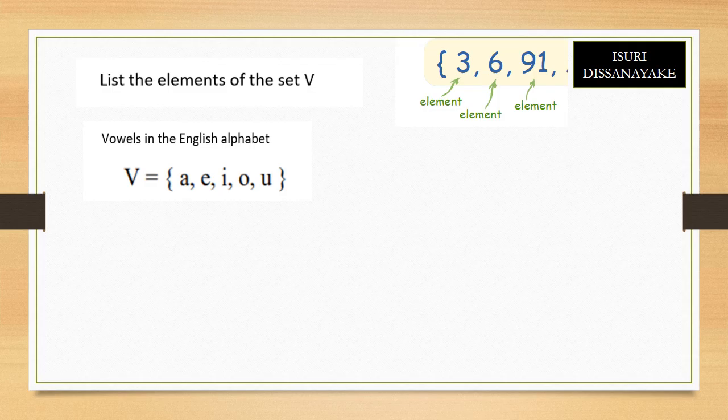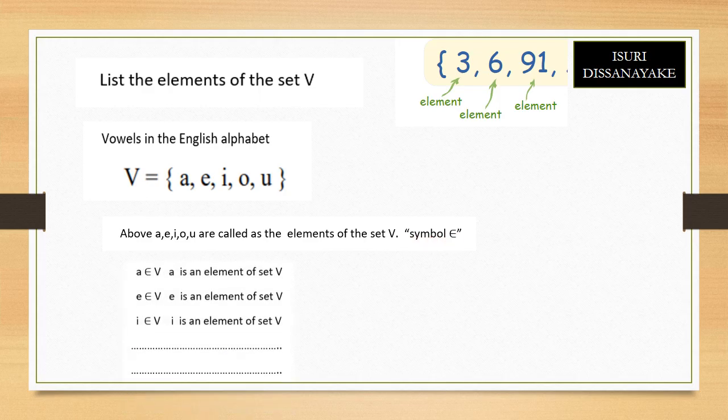We separate each element using a comma, and the word element can be symbolized as below. So we can say A is an element of set V. This is how you symbolize it in terms of sets. So E is an element of set V. I is an element of set V. Also we can say O is an element of set V and U is an element of set V.